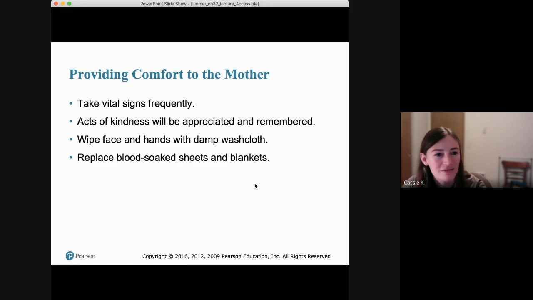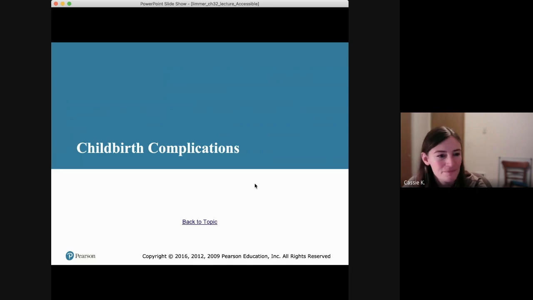And make sure we take vital signs frequently. Also be kind and supportive, because generally if everything went well, this is a pretty life-changing experience for them, so make sure we're being a good part of it. You can help wipe her face and hands with a damp washcloth, and give her clean sheets and blankets afterwards.